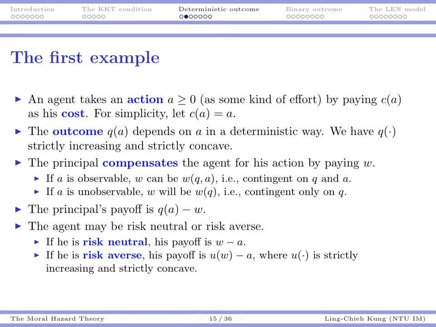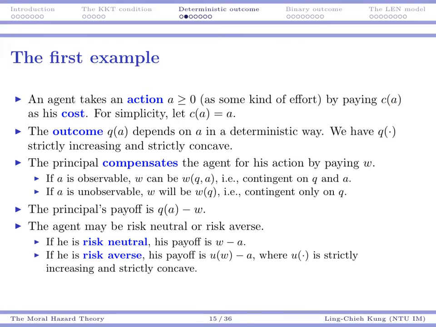Here, it may be easier to interpret action as some kind of effort. So if A is 0, the agent is actually doing nothing. Or if A is positive, that means the agent starts to work or to put some efforts. And then effort is not free. So if the agent wants to work hard, the agent needs to pay a cost for working hard.